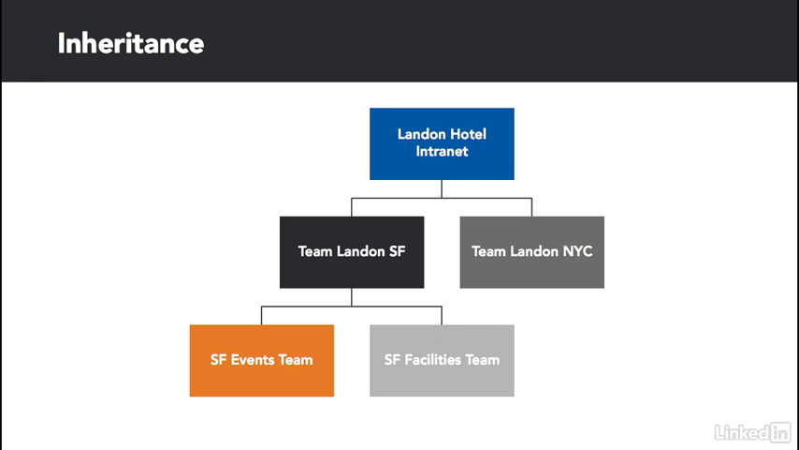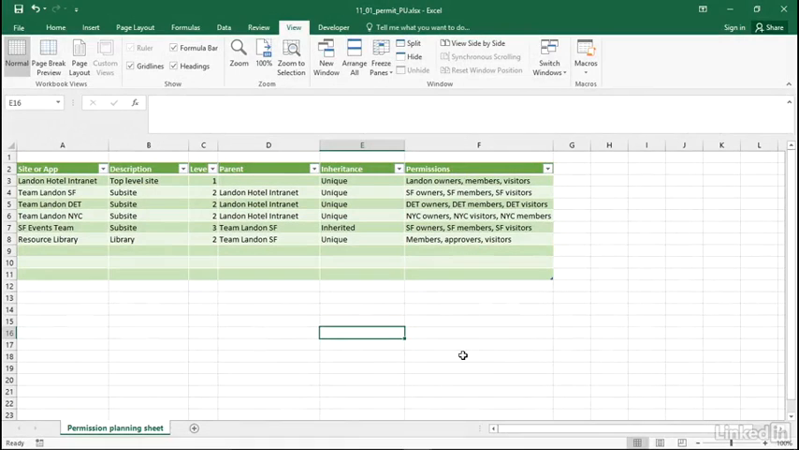But once I've created those unique permissions for Team Land in SF, it's totally possible that I can inherit those permissions for the San Francisco events team, or perhaps for the San Francisco facilities team. One way that you can begin to plan permissions is to create a tool like this.